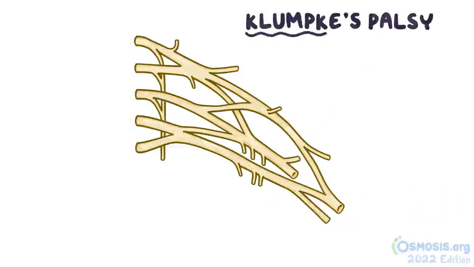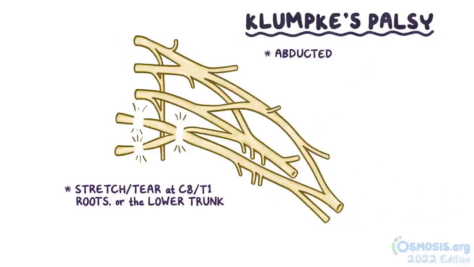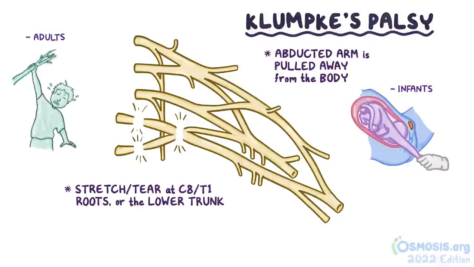Klumpke's palsy occurs when there's a stretch or tear at the C8 or T1 roots, or at the lower trunk. This happens when an abducted arm is pulled further away from the body. In infants, this could happen when the baby is pulled out of the birth canal by the arm during delivery. In adults, a trauma to the shoulder, like when someone tries to grab a tree branch while falling, can cause the nerves to be torn. This leads to dysfunction of the median and ulnar nerves since they contain fibers from these roots.